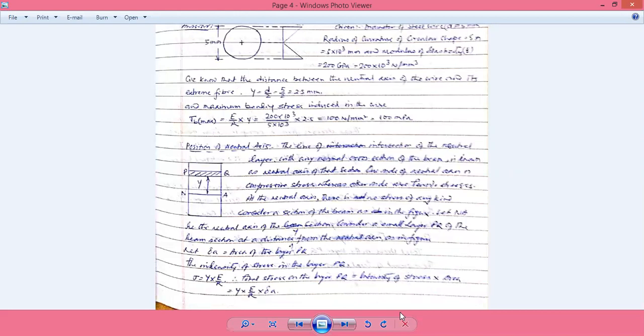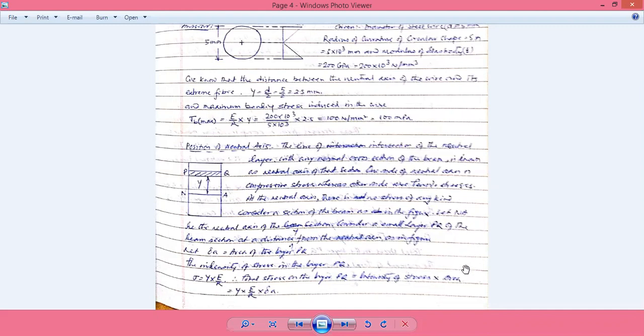Next, let us go through the position of the neutral axis. The line of intersection of the neutral layer with the central cross section, or normal cross section, of the beam is defined as the neutral axis of that particular section. So this is a section, and this is the neutral layer. The intersection of the neutral layer with this section gives us the neutral axis itself. This is noted here as NA.